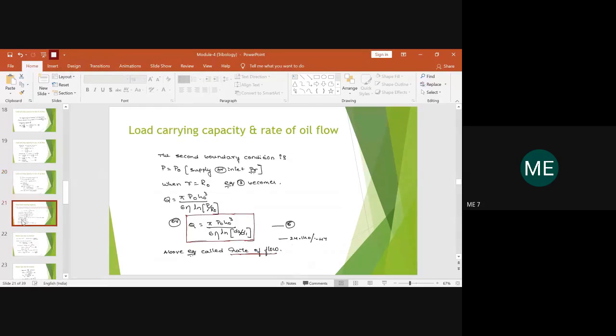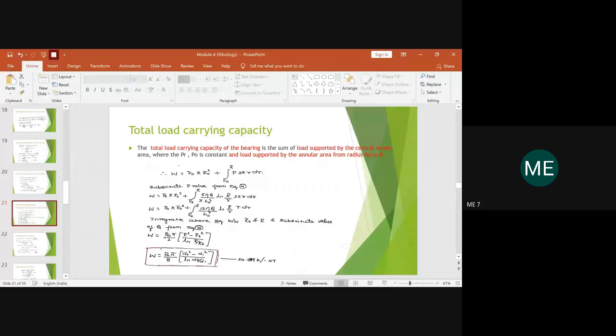Based on the second boundary condition, across the elemental area r naught to r, what is the load bearing capacity? This also depends upon the pressure developed across the clearance value. These two concepts play a vital role in determining the total load carrying capacity. So W will be equal to P naught pi R naught whole square. This will be one part with respect to the circumference of the journal bearing, plus this, which is with respect to the elemental area.